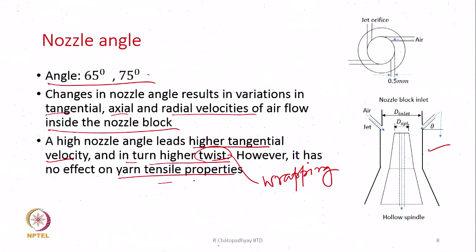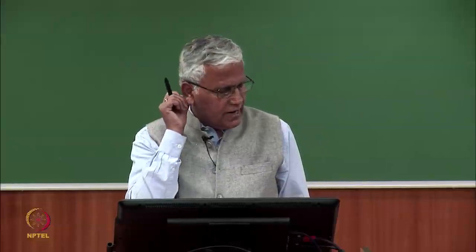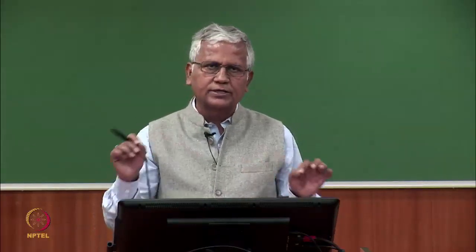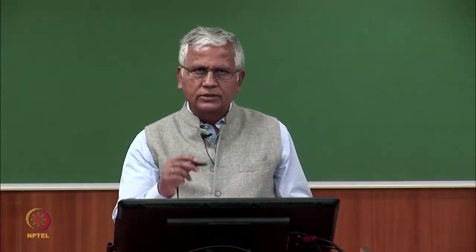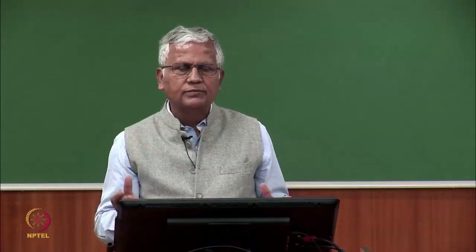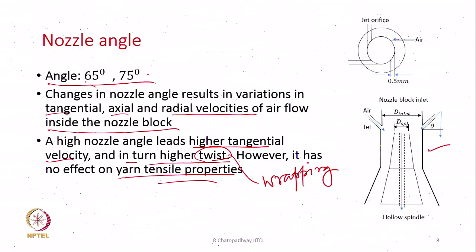However, it has no effect on yarn tensile properties. That has been stated by some people that even if it is wrapping more, still the tenacity has not been seen to increase much. Maybe the angles 65, 75 degree are probably the optimum value of the angles. So, if we want to study the effect of nozzle angles, unless we go for very extreme values, we will not really know what happens at those extreme values. So, maybe if we go for 45 degree or 30 degree, or 85, 90, maybe a difference will be seen, but somewhere in this range it is probably close to optimum, and therefore, even though there are some changes in the wrapping, the tenacity was found not to change much.